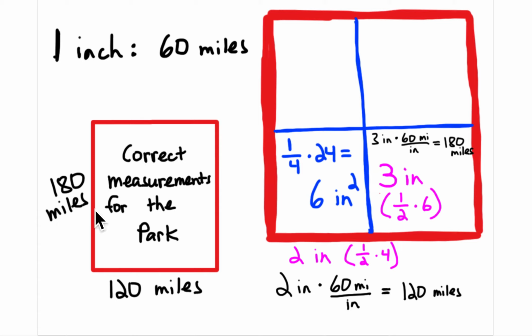So these are the correct measurements. 2 times 60 is 120 miles, and 3 times 60 is 180 miles. That's the correct measurements for the park. But the key to this is to understand that the scale factor is 1/2, so therefore the scale increases by 2. It's doubled. You're going to fit that number of miles into a smaller length. So the relationship has to double. I have to get twice as many miles in that 1 inch.